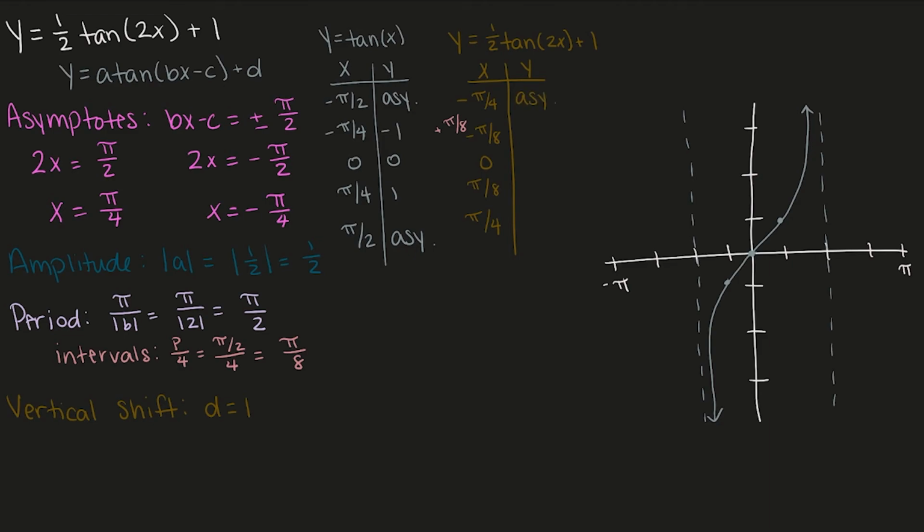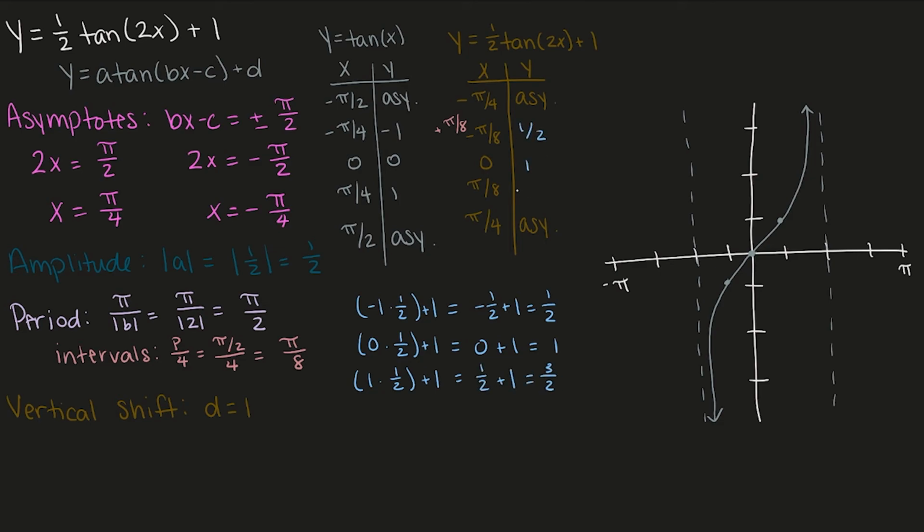Now let's find our y values. Our first and last y value is our asymptote, and then we'll use our parent function to find the next three. So negative 1 times 1/2 plus 1 is equal to 1/2. 0 times 1/2 plus 1 is equal to 1. And 1 times 1/2 plus 1 is equal to 3/2. Now that we have our table of values, let's graph our transformed function.